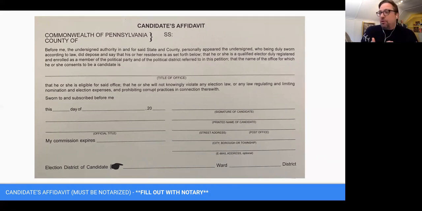If for some reason you don't have access to a notary and you are getting close to that date, they have a notary at the elections office, so you can carry your petitions with the candidate's affidavit unsigned and unfilled out, take it into the election office, and they will notarize this for you when you submit your petitions. Okay. The folks in the elections office will give a basic look at your petitions, but they can't tell you whether your signatures are valid or invalid. They can't tell you anything other than, is this information on your candidate's affidavit filled out correctly? Okay.